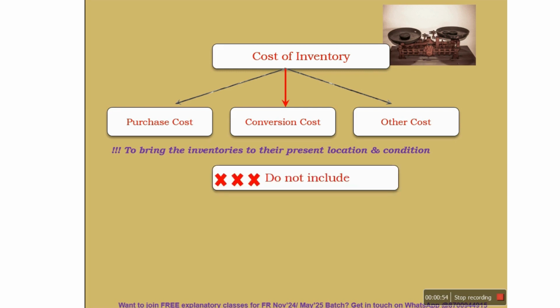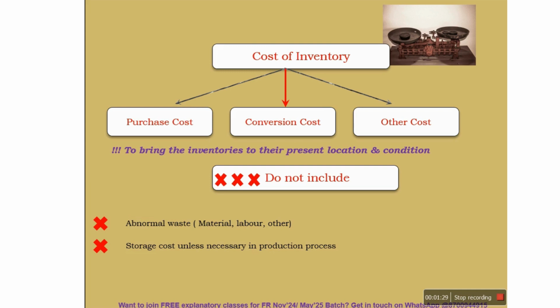And there are some exclusions that we will not include in the cost of inventory. These are any abnormal waste incurred in the production process related to material, labor, or any other thing. For example, if there is a strike and we have to pay labor charges during that period, or if there is some abnormal material loss that is not in the normal course of business, it will not be included in the cost of inventory.